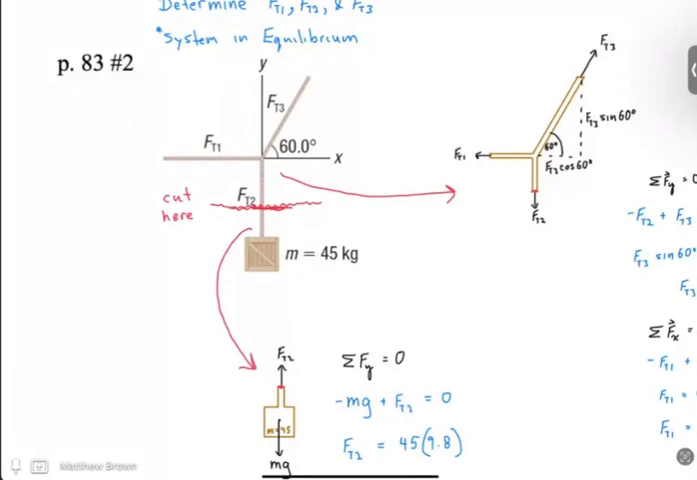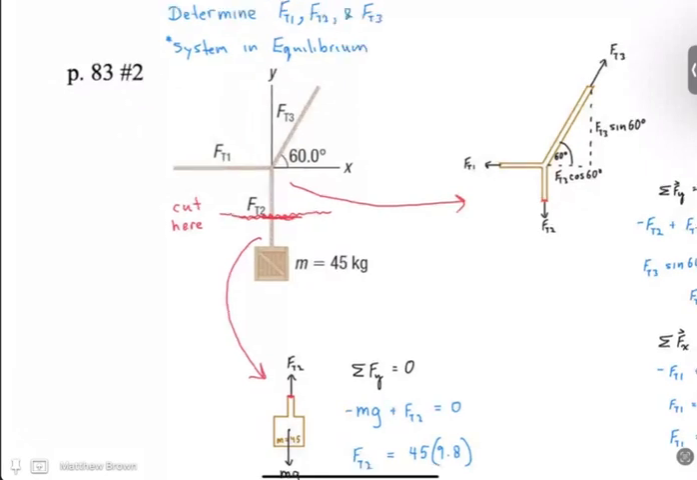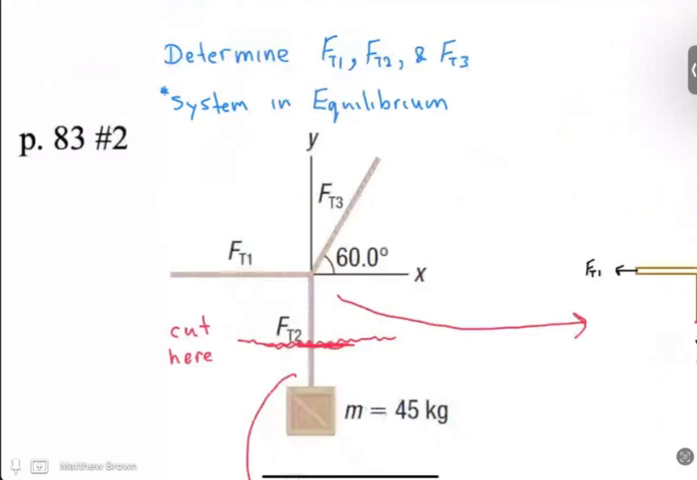And so here's the system they gave you. You've got a box with a mass of 45 kilograms, and you've got a system set up like this with 3 different ropes and tension in each of them. You want to determine FT1, FT2, and FT3. And the key to this is, well, first of all, the system is in equilibrium.